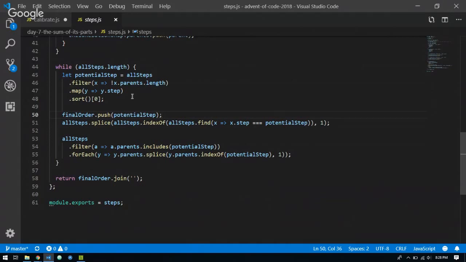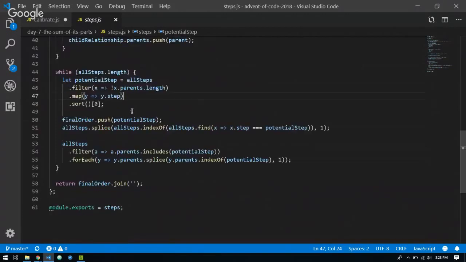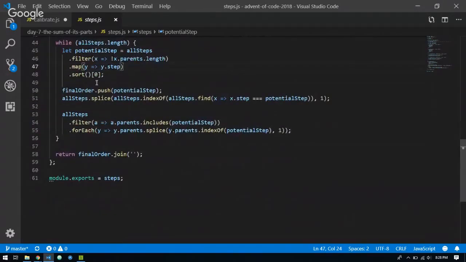So let's see, let potential step equal all steps. So I'm filtering by those that don't have the parent's length. So I believe I'm breaking down the steps that I know are not the same at the parent level. And then I'm mapping each one to the step. And then I'm sorting it.